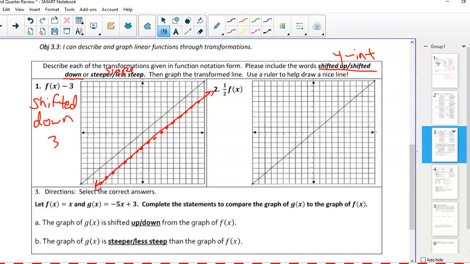Did our slope change? No. Did our y-intercept change? Yes, so it was shifted down. Our y-intercept was shifted down 3, and that's the only thing that changed. So this is another side note just to know. So the y-intercept changed, not the slope.